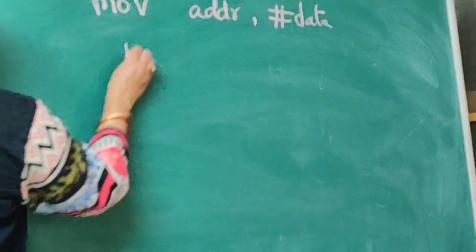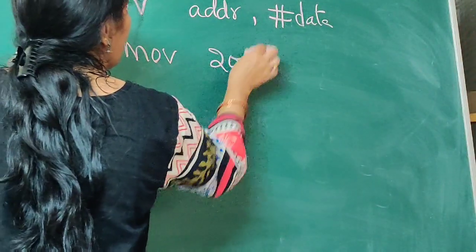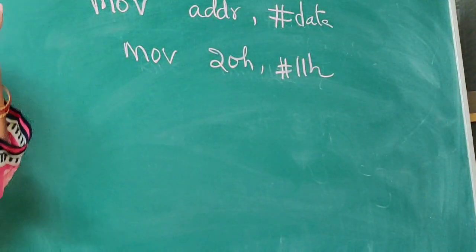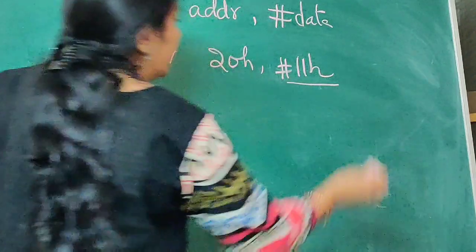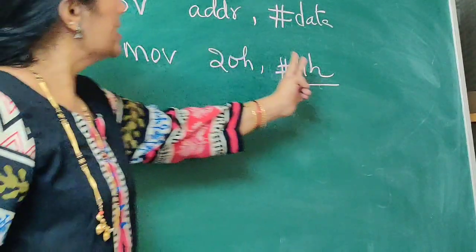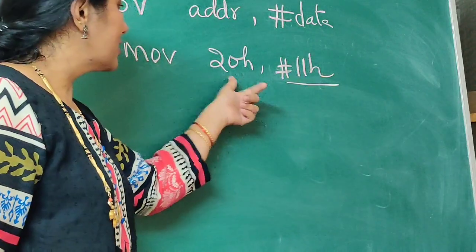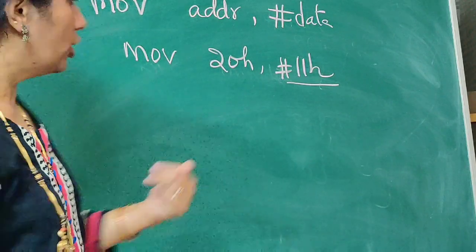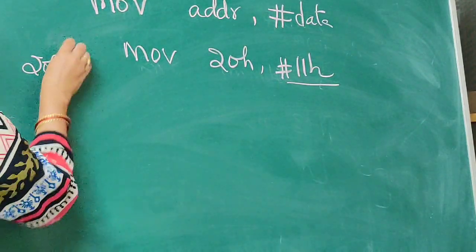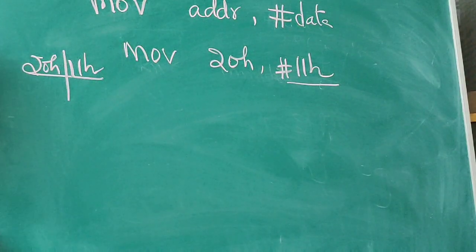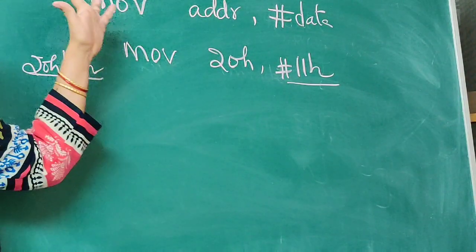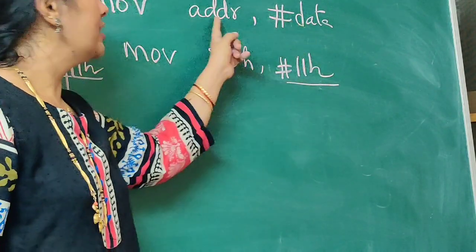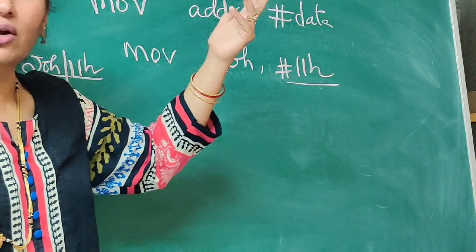If I give an example, take it that we write move 20 hex, hash 7 hex. Just see here, this is the immediate data. Where is it going to be copied? The destination has a number, and that number is the address of the memory location. So what gets copied into 20 hex? 7 hex gets copied. So this is going to be the meaning of the instruction: the immediate data specified in the instruction will become the content of the memory location.